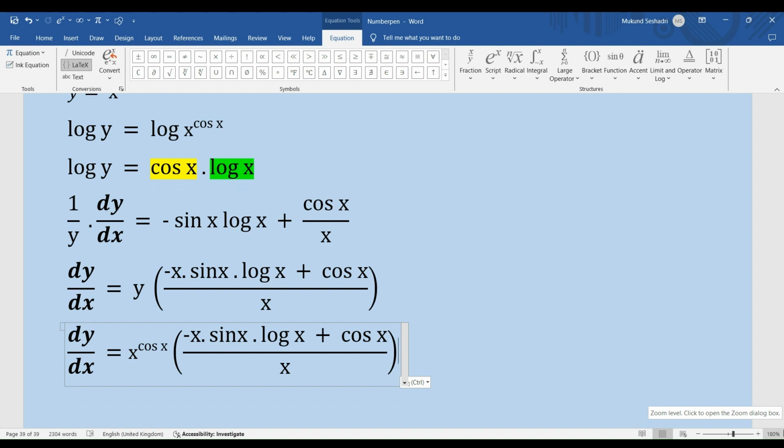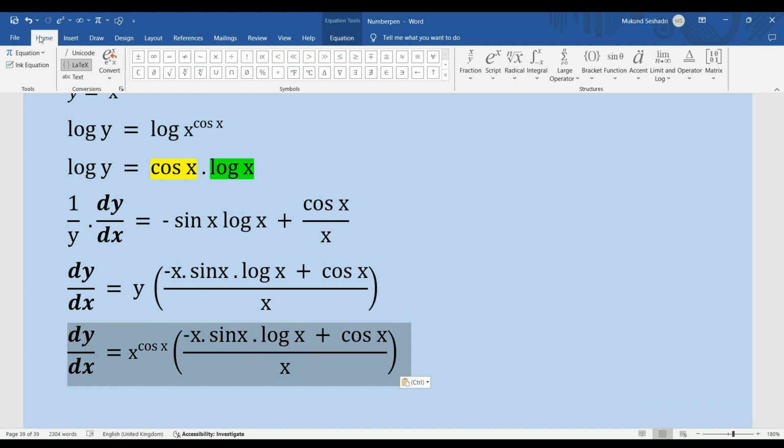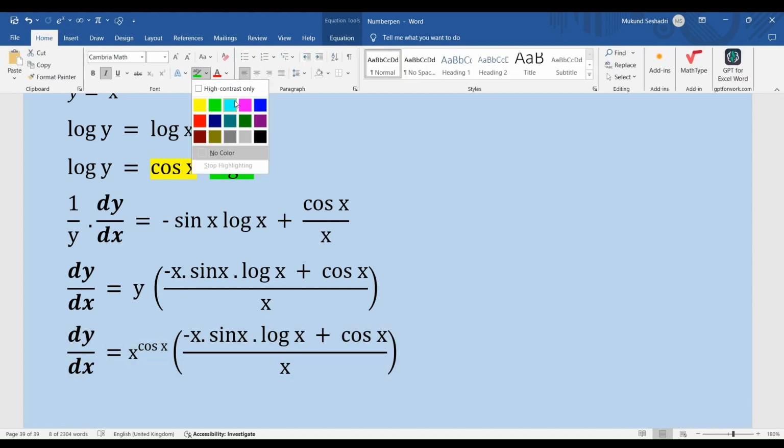And my final answer is dy by dx equals x to the power cos x, open bracket, minus x sin x log x plus cos x, the whole divided by x, right? So let me highlight it in pink. That's the usual color we've been using to highlight our final answer.